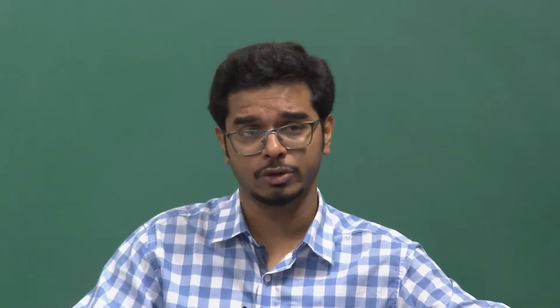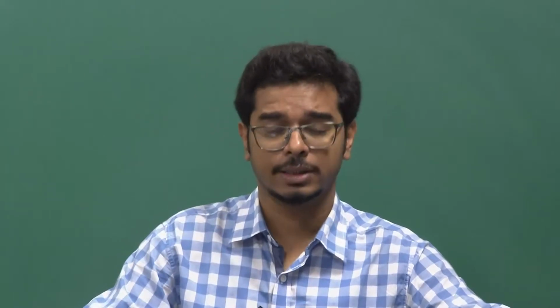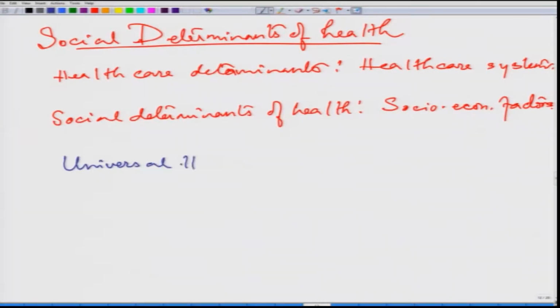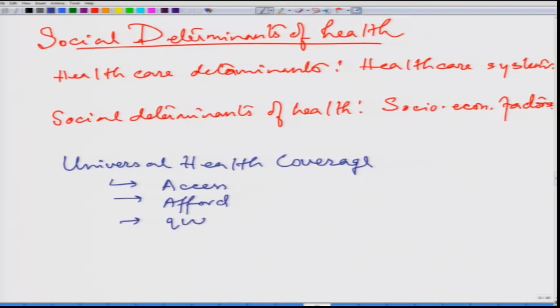But expenditure is not everything. There are plenty of factors which play an important role in determining the health as a part of the development of an individual, of a household, or of a society overall. So why address social determinants of health? Primarily because we again go back to our universal health coverage topics, where we have talked about accessibility, affordability, and quality, and all these things.